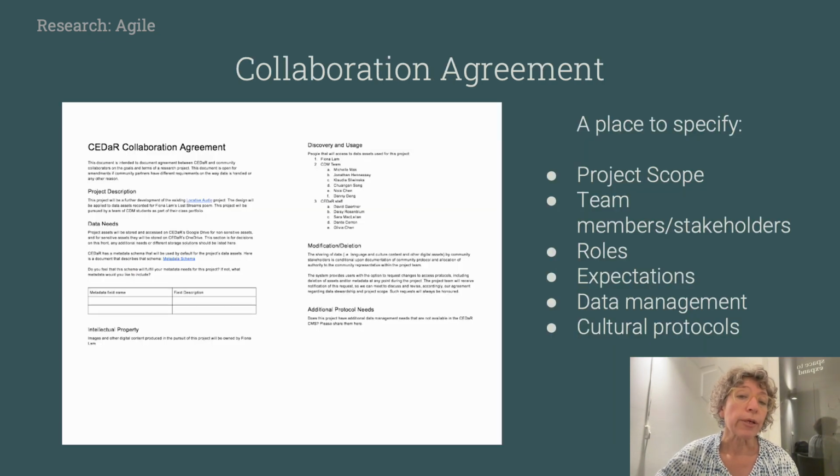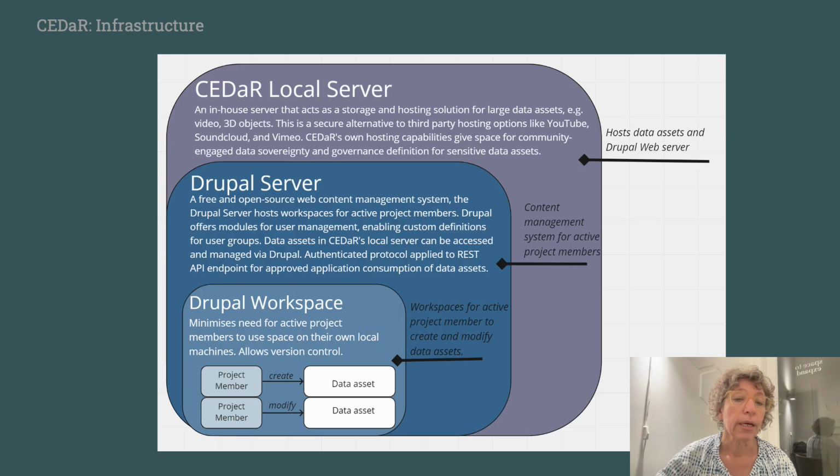Every project starts with a collaboration agreement, and that's a place to specify the project scope, identify the team members, the roles and expectations, and crucially, the data management requirements for the project: different kinds of data, what kinds of formats, what the protocols are around managing that data, and who has the authority to make decisions in relation to it.